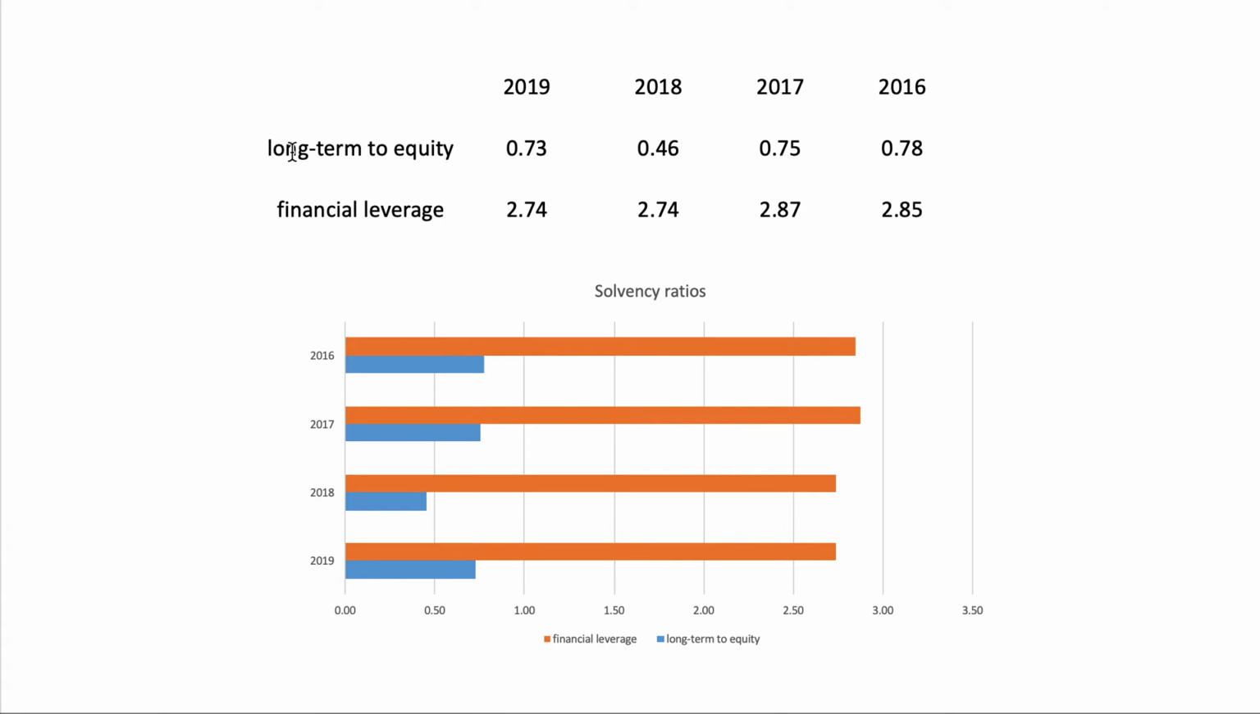And we can see here long-term to equity. We can see 2016 was the highest, and it declined a little, then more, then it rose a little bit. The financial leverage: if the value of the ratio was 1, that means it's okay, it's good. Higher than that could indicate risk. And we can see here that it's significantly higher than 1, which means that most of the company's assets are financed by liabilities.